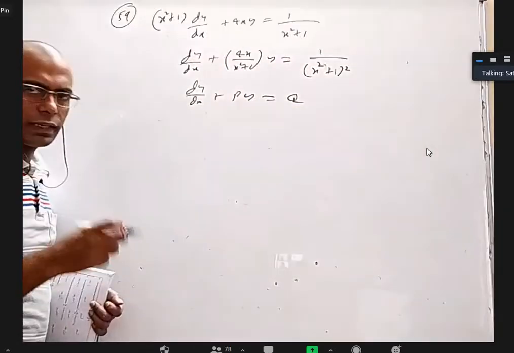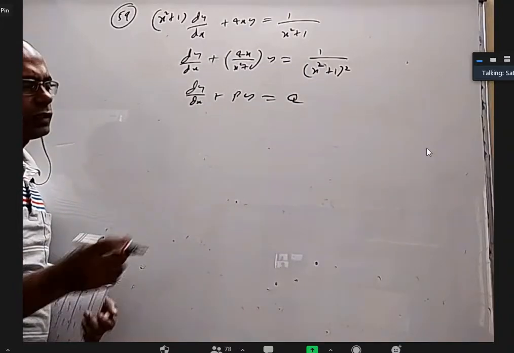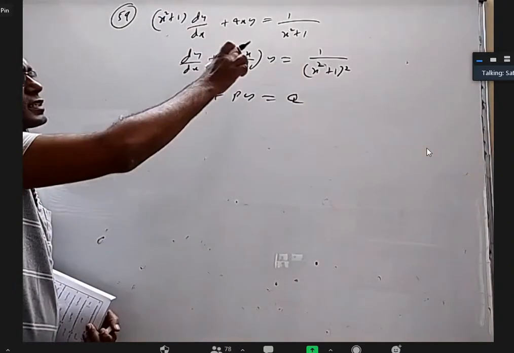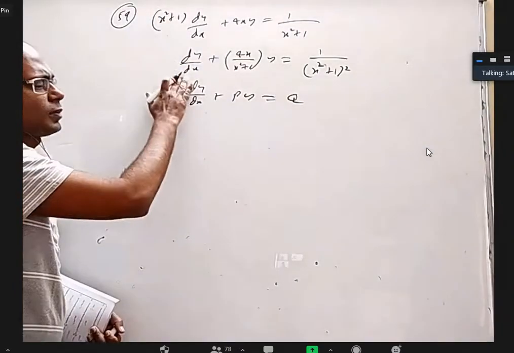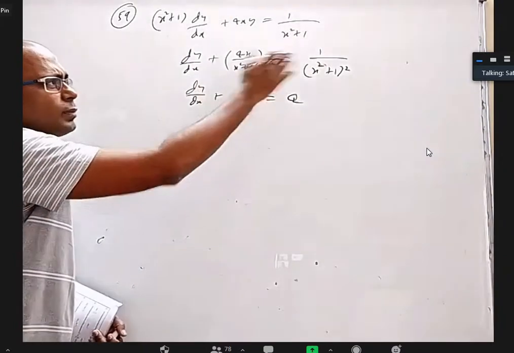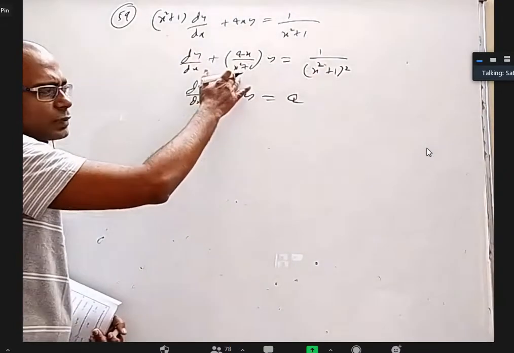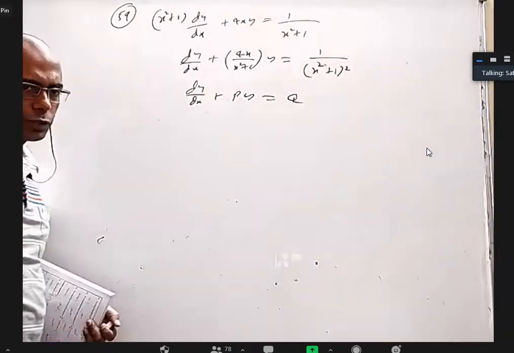So in this linear equation method or integration factor method, whatever is multiplying dy by dx, just divide with it. It should come as dy by dx plus a function of x into y equals a function of x. This function of x should be called P, and this function of x should be called Q.